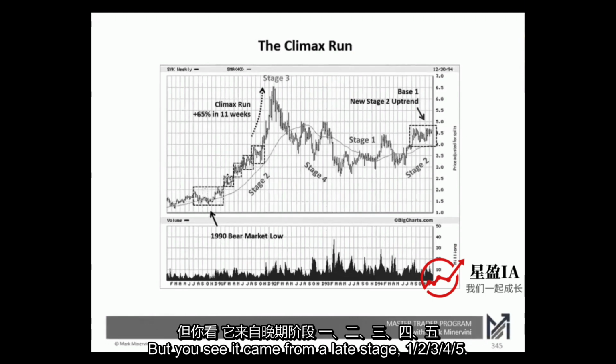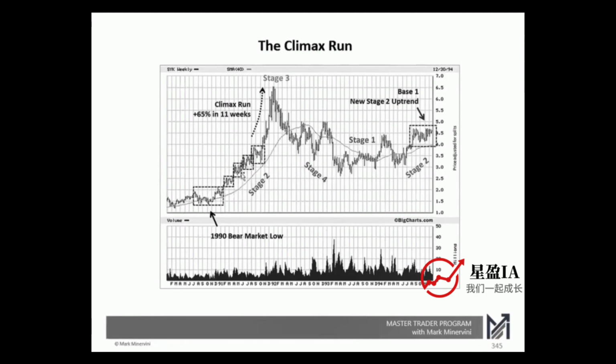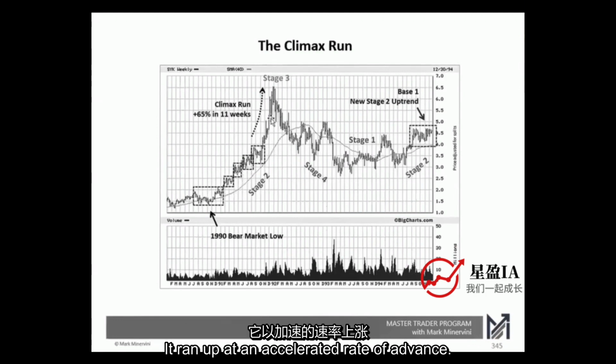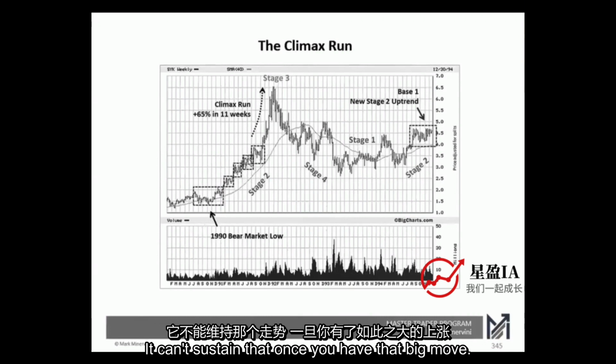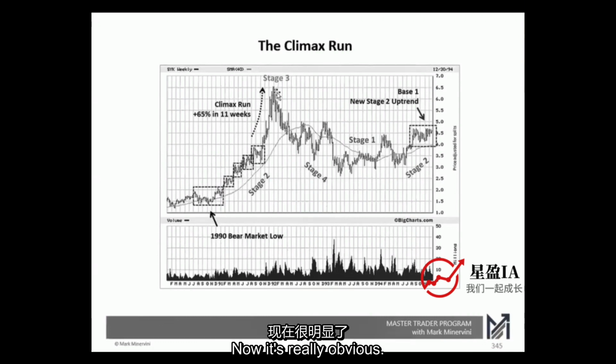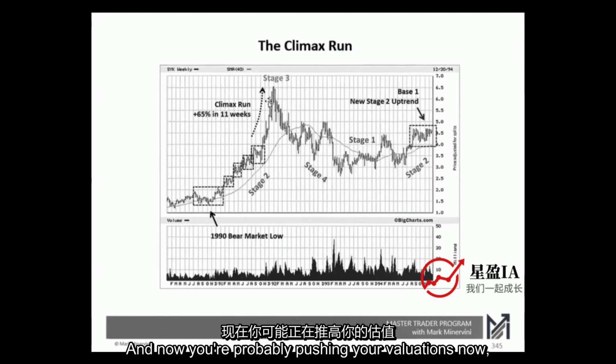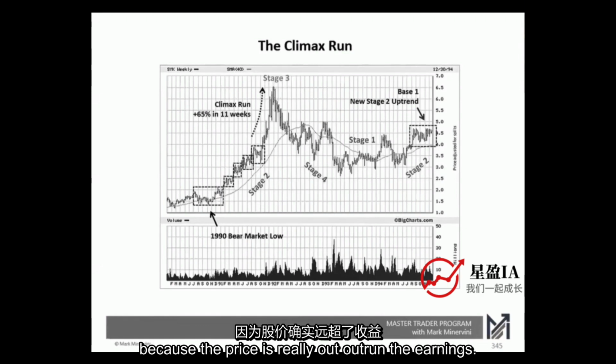But you see, it came from a late stage 1, 2, 3, 4, 5, and then it ran up at an accelerated rate of advance. And you can't sustain that. Once you have that big move, now it's really obvious. And now you're probably pushing your valuations, because the price has really outrun the earnings.